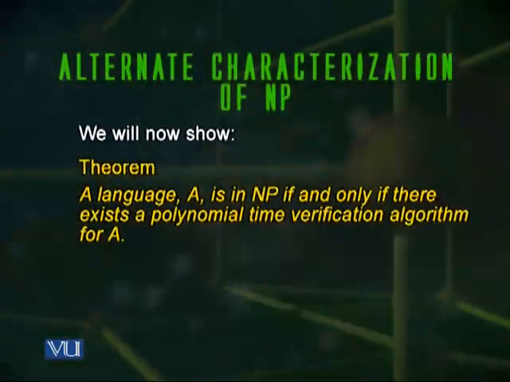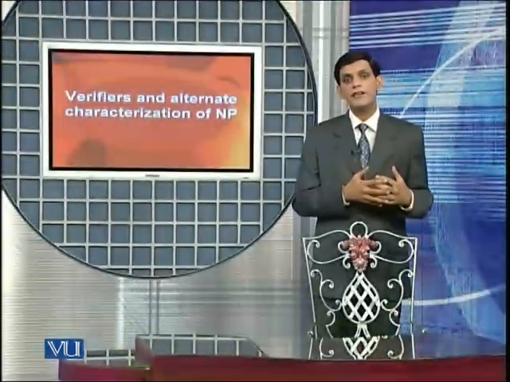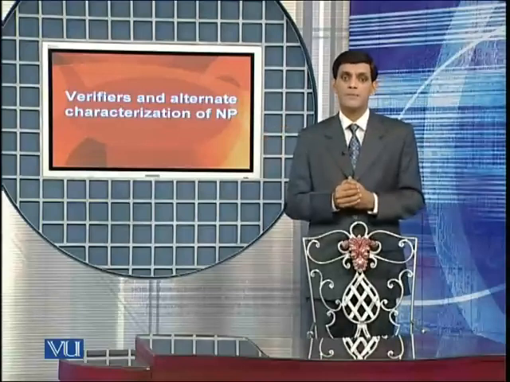Now what we will show is the following theorem, which gives us an alternate characterization of the class NP. We will show that a language A is in NP if and only if there exists a polynomial time verification algorithm for A. Thus, we will get an alternate characterization of NP, and NP is now defined to be the class of easily verifiable problems. The advantage of getting another characterization of NP is that we can view NP from another angle.